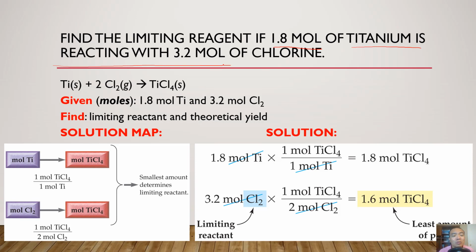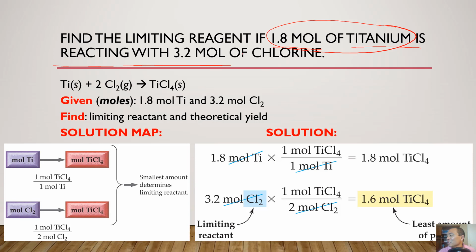So we will do the calculation based on both reactants. Whichever produces the smaller amount of product will be the limiting reagent. So that's how we do the calculation. We do this as if we have two questions. For example, how many moles of product can be generated based on 1.8 mole of titanium? That's one question. Then we do another question.